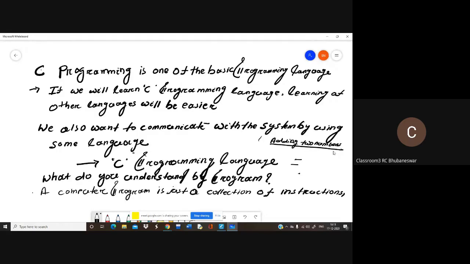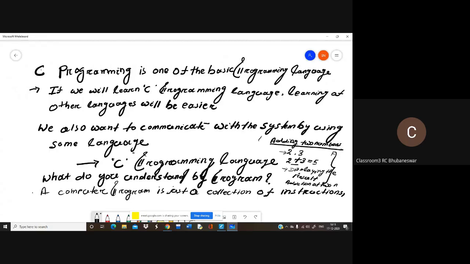Very simple. Suppose you are taking a value 2, you are taking another value 3, you are performing addition, that is 2 plus 3, and that becomes 5, and you are taking this input, then you are displaying the result. Clear? So what is this which I have written? It is nothing, it is addition of two numbers.